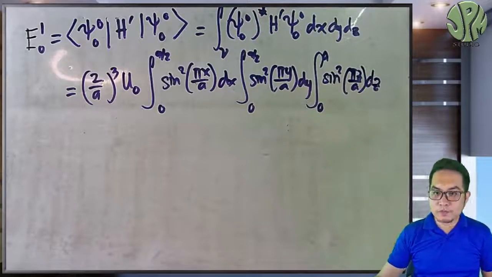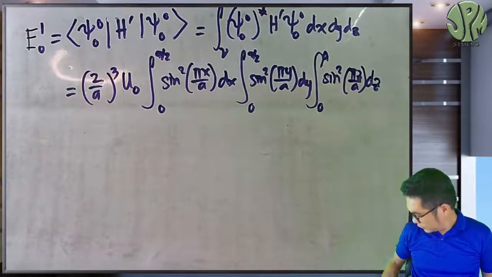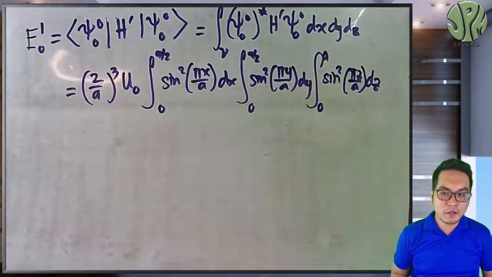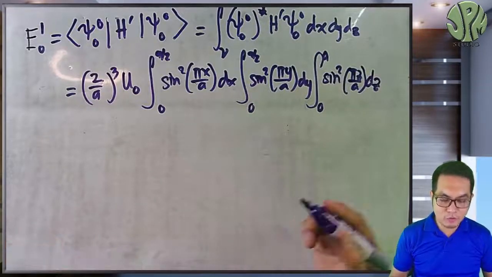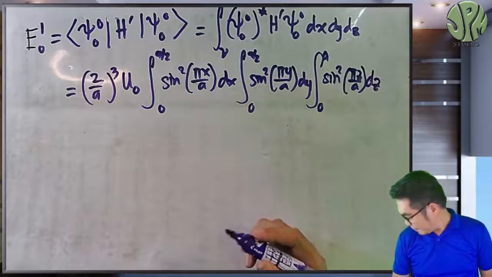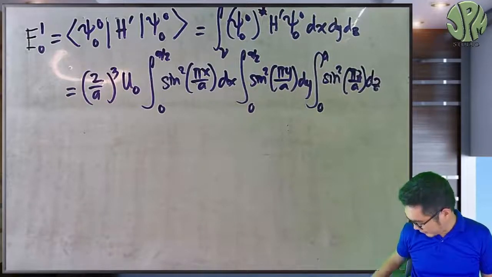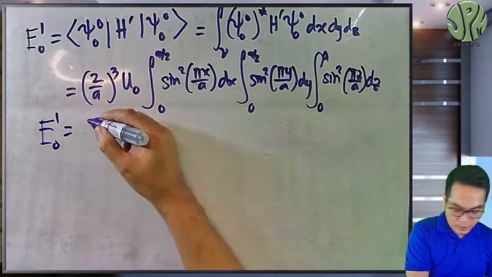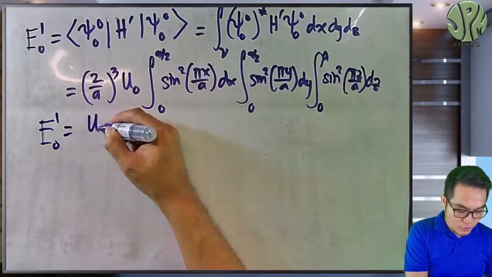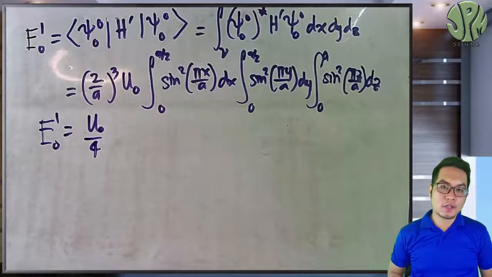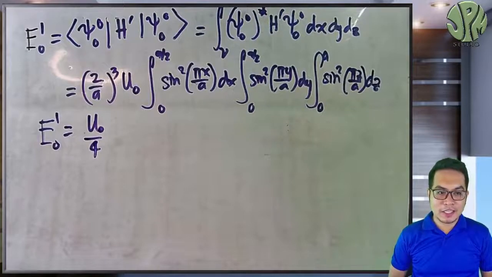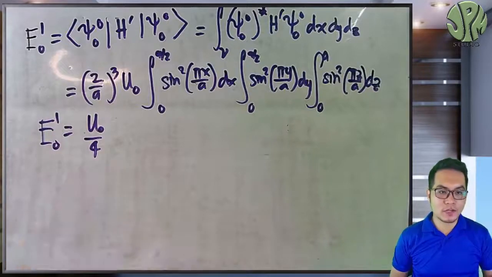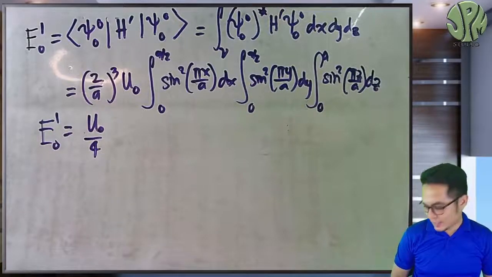So this is just the integral of sine squared. You change variables and then solve for sine squared u du, and you will get a value of u naught over 4. So this is now the first order correction in the ground state. E0 is the ground state, and this is the first order correction in the ground state.